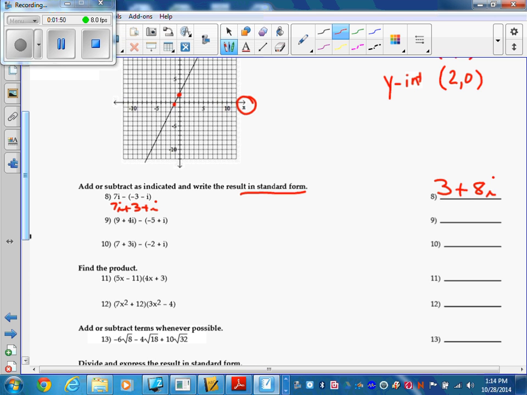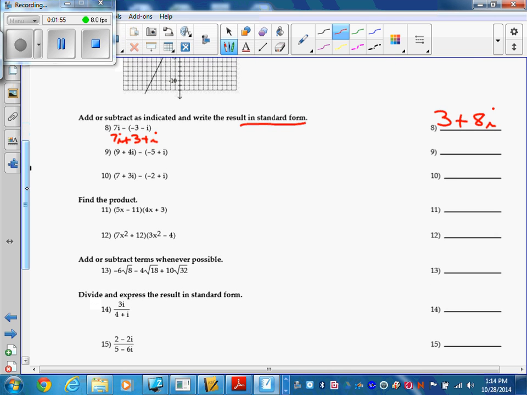Okay, for number 9. We would do the same thing with the negative 3. So it's 9 plus 4i, and then it's minus a negative, so that turns out to be plus 5, minus a positive, so minus i. So 9 plus 5 is 14, and 4i minus i is 3i.